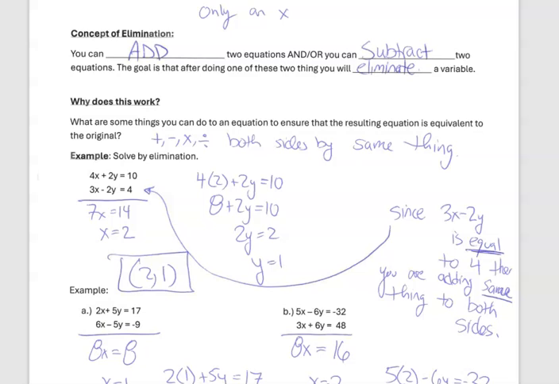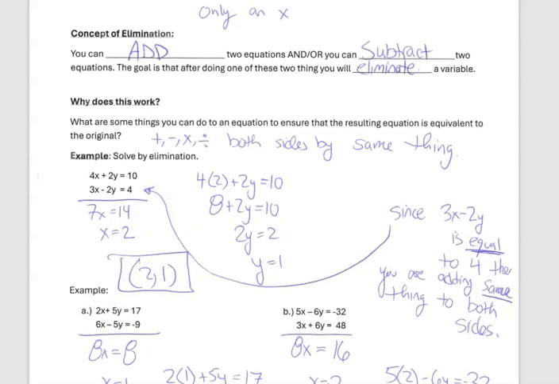Now let's bring our thoughts back to why does this work? I've been teaching this for many, many years, and it's never occurred to me to ask myself, why does this work? Why can't you just go over and add two equations together? Well, when you look at this, in this case, you would be adding the 3x minus 2y to the left, and then you're adding 4 to the right.